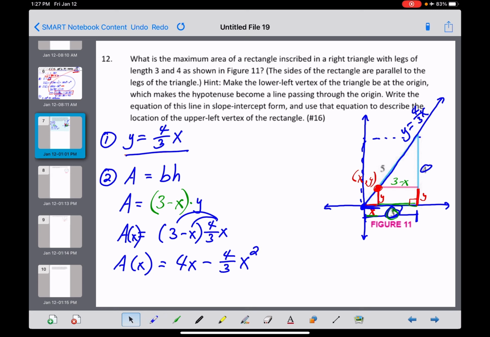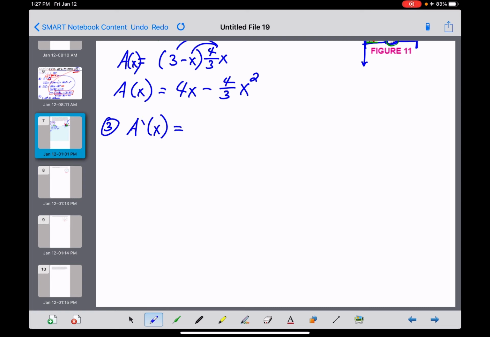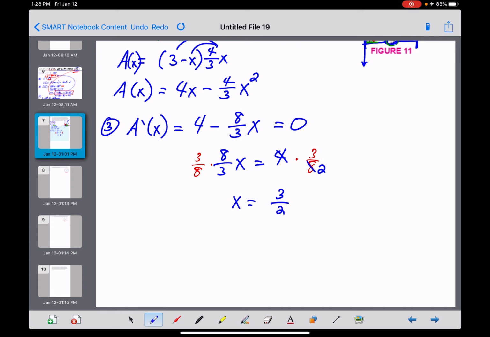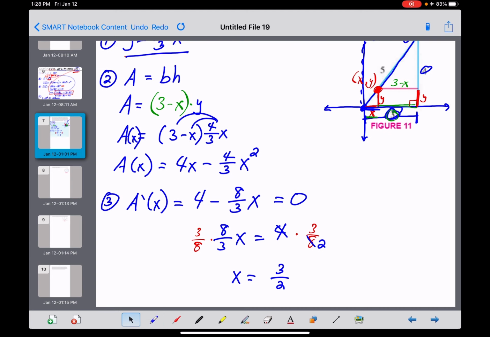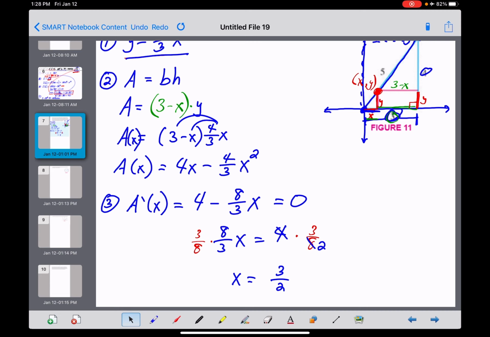So moving on to step 3, we're going to take the derivative of that equation right there and get a 4 minus 8/3 x. Yep, that's it. We're going to set that equal to 0 and solve. So 8/3 x is equal to 4. And just because this one's a little bit tricky, we'll multiply both sides by our reciprocal, which is 3/8. And that's going to get us x is equal to, oh, that cancels to make a 2 right there. X is equal to 3/2, which incidentally, you'll notice, is halfway between the origin right here and that ending value of 3.